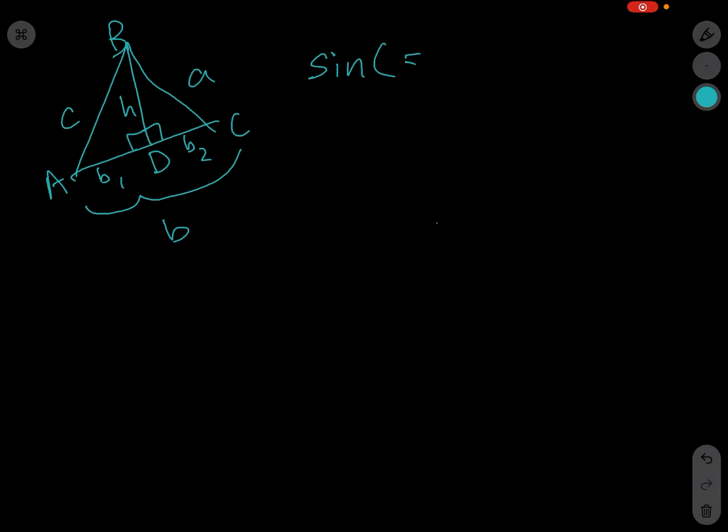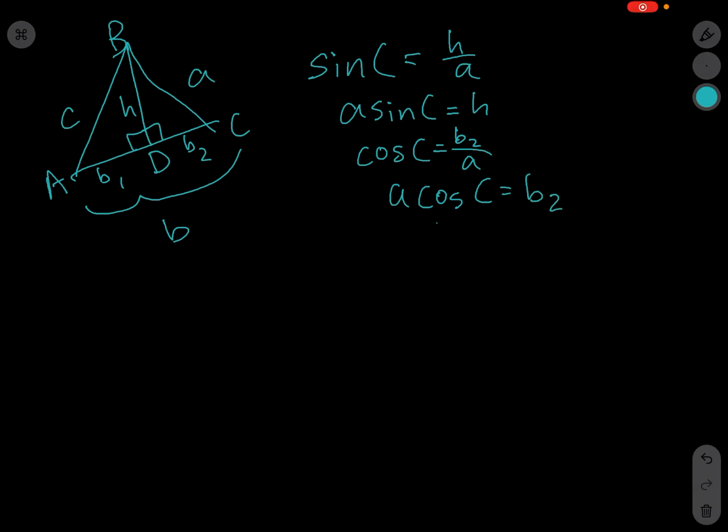Sine C, I call this H for height. So sine C is opposite over hypotenuse, so it's H over A, and I want to isolate the height. So A sine C equals H, by multiplying A on both sides. And we can do cosine C, which is adjacent over hypotenuse, which is B2 over A. Sorry, and then we can isolate B2.